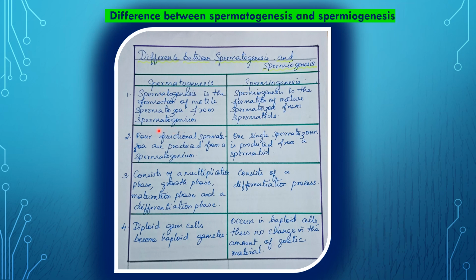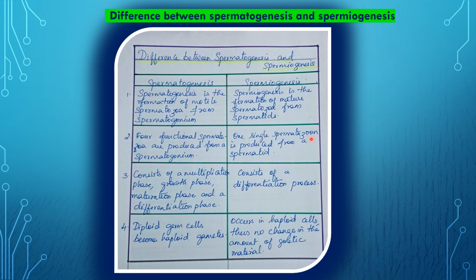So here, from spermatogonium, the process that includes all the events that include the formation of spermatozoa from spermatogonium. Here it is the maturation, that is the formation of mature spermatozoa from spermatids. 4 functional spermatozoa are produced from a spermatogonium. This we saw earlier. One diploid spermatogonium produces 4 haploid spermatozoa.